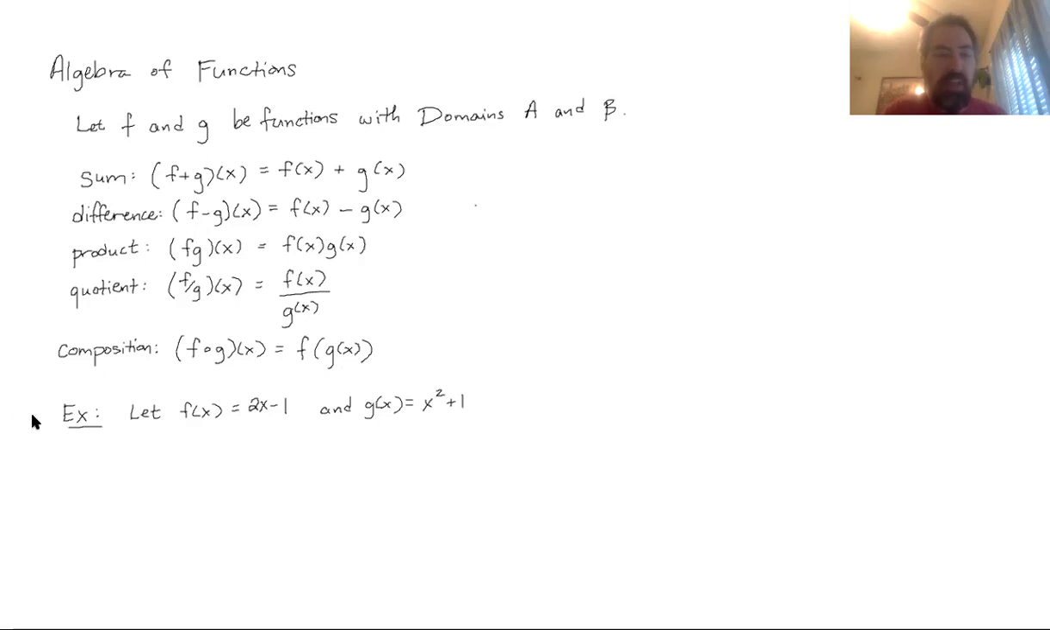And we'll see how all five of these operations work using the following example. We're letting f of x equal 2x minus 1 and g of x equals x squared plus 1. And let's go through all five operations. So first, let's find the sum, f plus g.